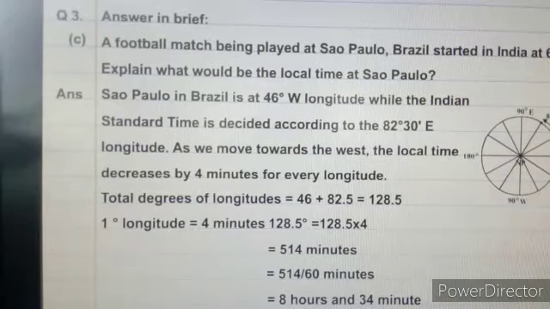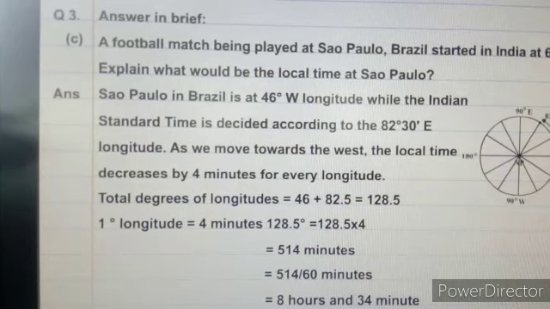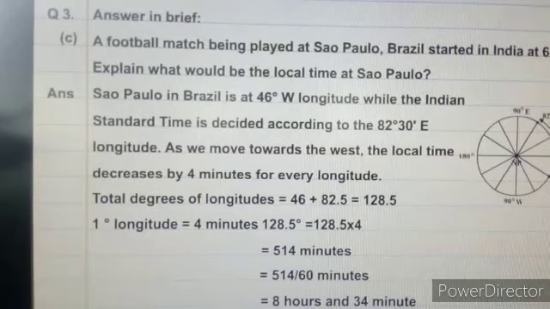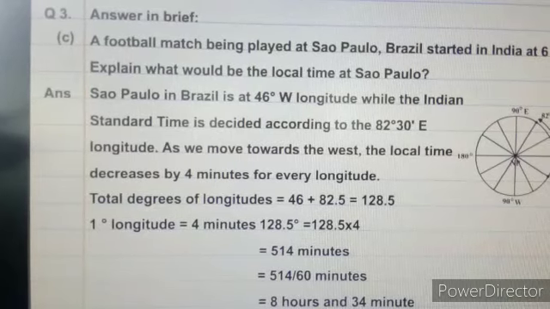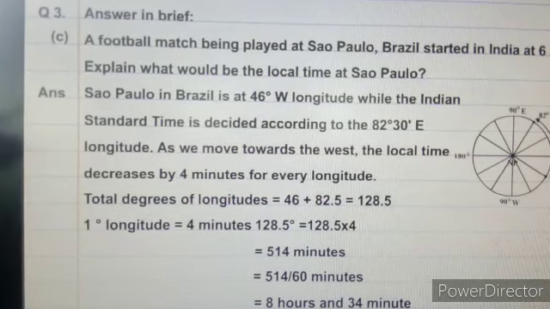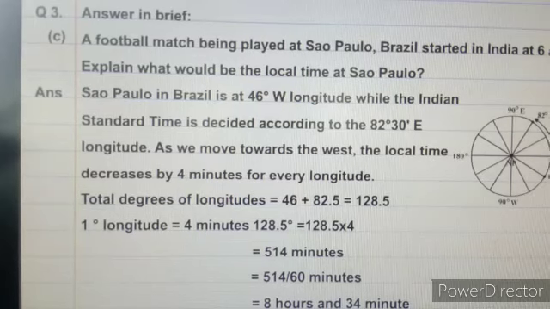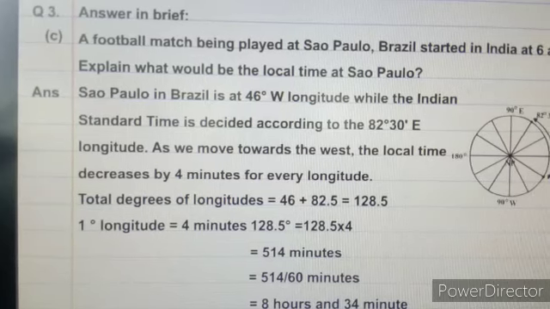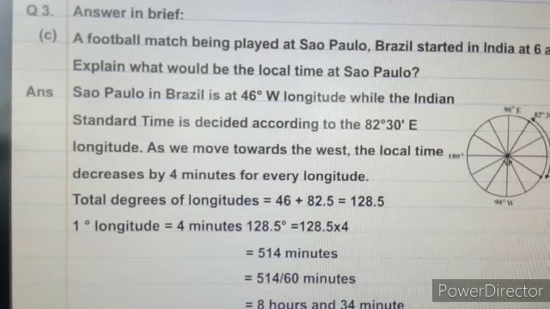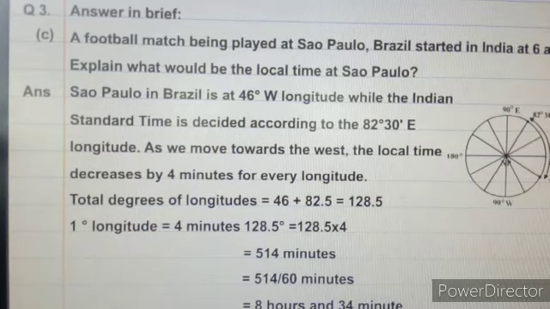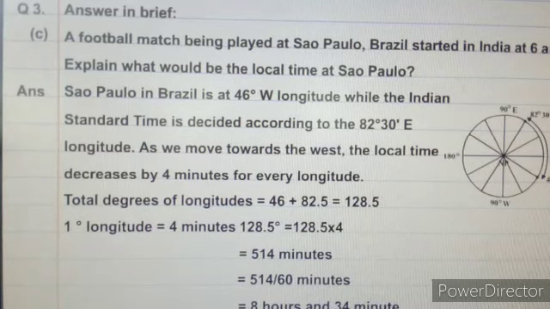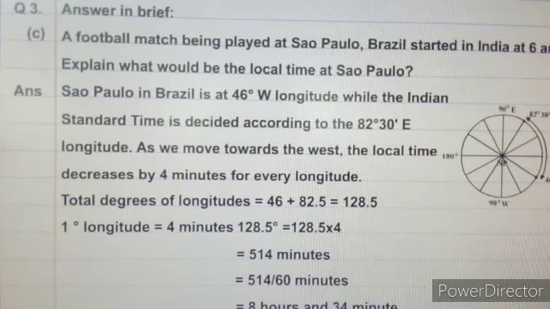C. A football match being played at Sao Paulo, Brazil, started in India at 6 am. Explain what would be the local time at Sao Paulo. Sao Paulo in Brazil is at 46 degree west longitude, while the Indian standard time is decided according to the 82 degree 30 minutes east longitude. As we move towards the west, the local time decreases by 4 minutes for every longitude.